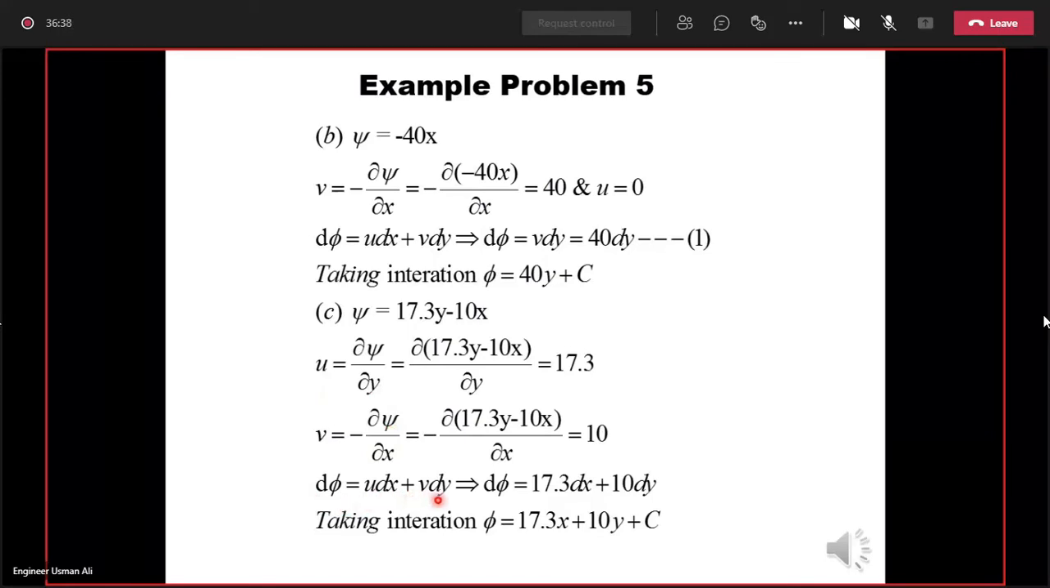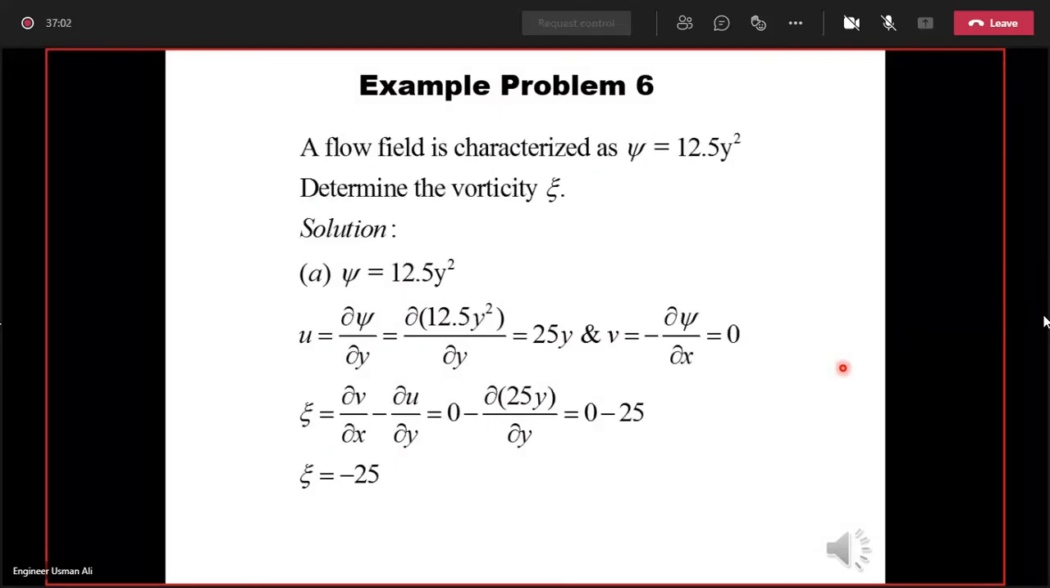d phi is u dx plus v dy. Putting the values, d phi is 17.3 dx plus 10 dy. Taking integration, integration of d phi is phi. Integration of 17.3 dx is 17.3x, and integration of 10 dy is 10y plus c. This is the equation for the velocity potential function.